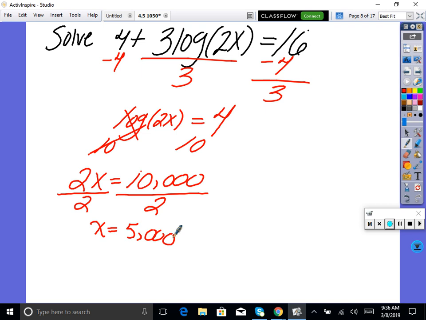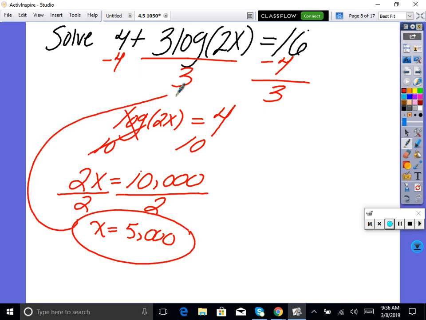We started with the logarithmic equation. If I plug in 5,000, will it make it negative or 0? No. All is good then.